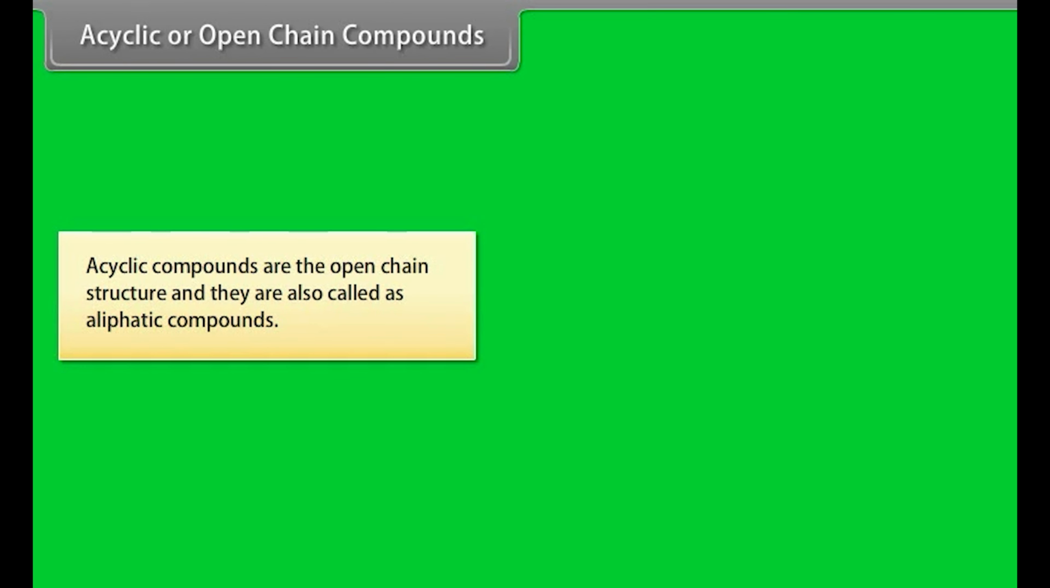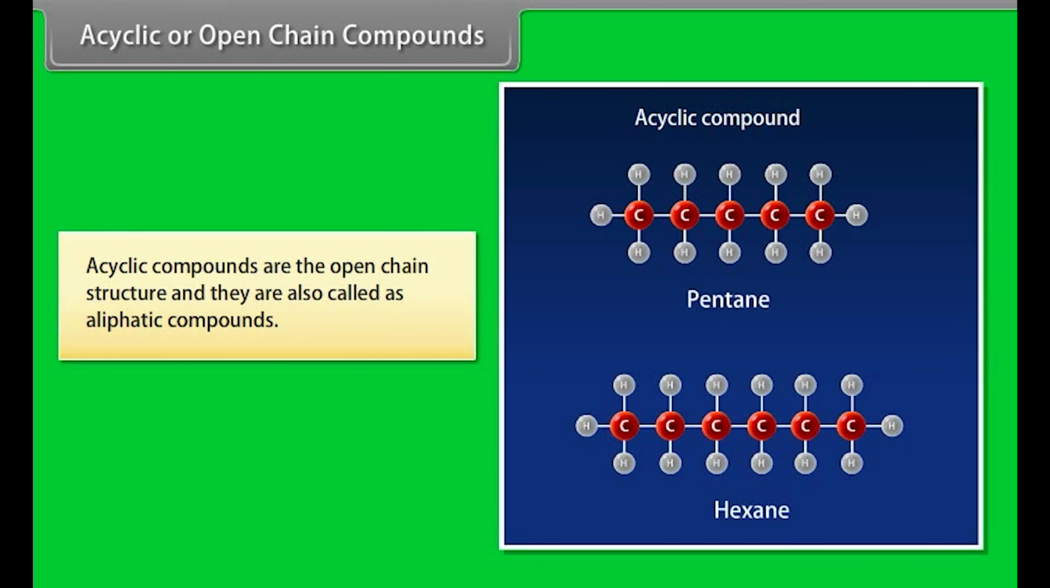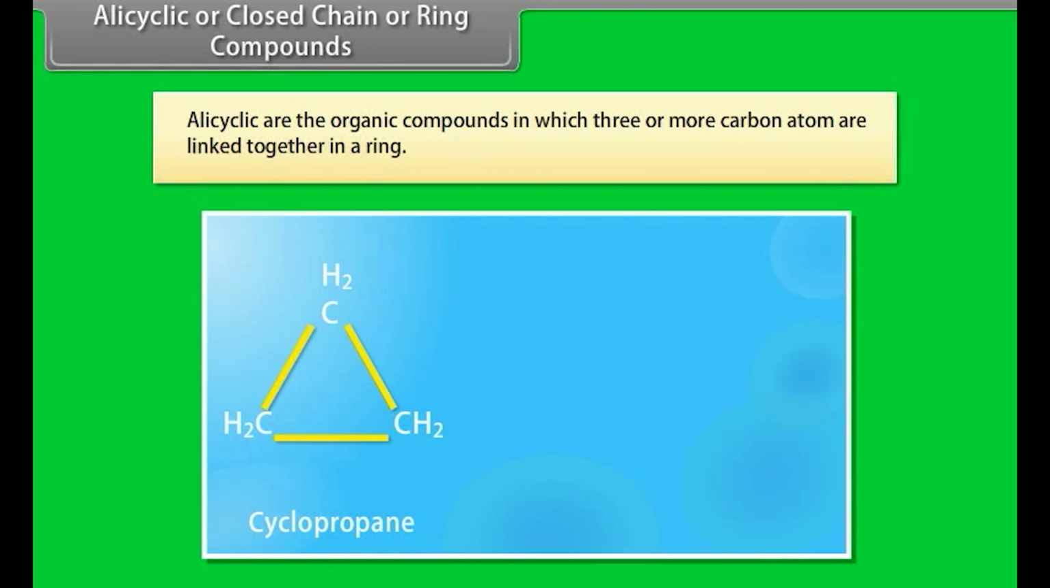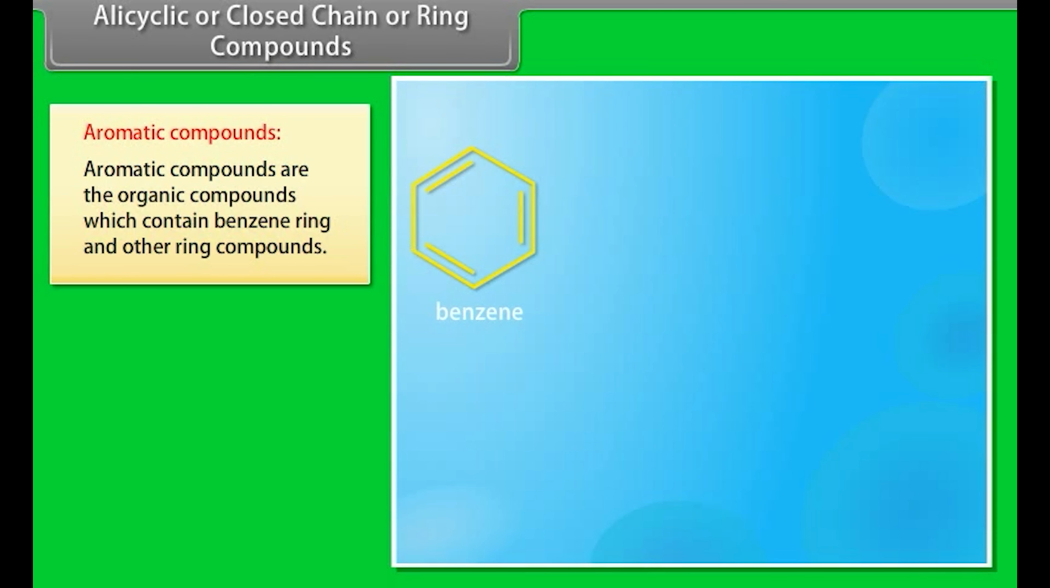Acyclic or open-chain compounds. Acyclic compounds are the open-chain structures, and they are also called aliphatic compounds. Alicyclic or closed-chain or ring compounds. Alicyclic compounds are the organic compounds in which three or more carbon atoms are linked together in a ring. Aromatic compounds. Aromatic compounds are the organic compounds which contain benzene ring and other ring compounds.